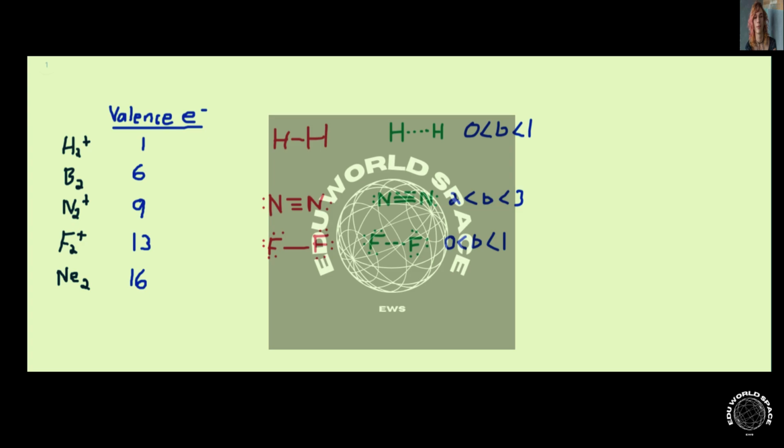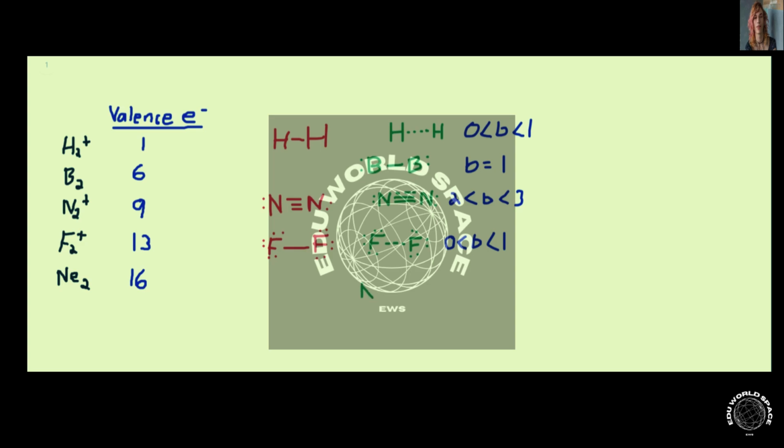Now, let's go look at the others. So we're going to look at our boron. Boron has 6 electrons, so we're going to make our bond here and have these lone pairs over here. So we have 6 valence electrons in total. This is going to have a bond order of 1.